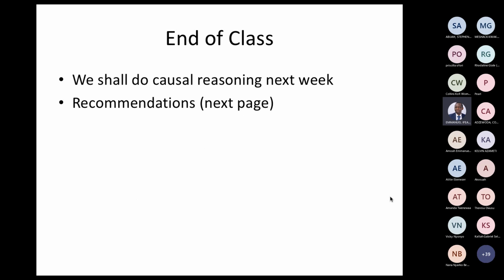So that's the end of the class. And at this point, I'm hoping you've seen so many ways of detecting inductive arguments. Next week, we're going to look at causal reasoning. Causal reasoning is a type of inductive reasoning. We shall see the nature and advantages of causal arguments. We'll see different patterns of causal reasoning, how we identify causes and effects.